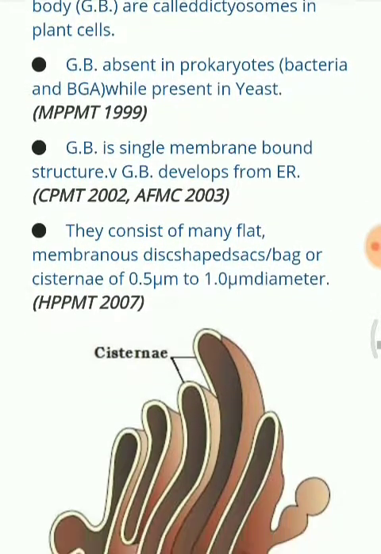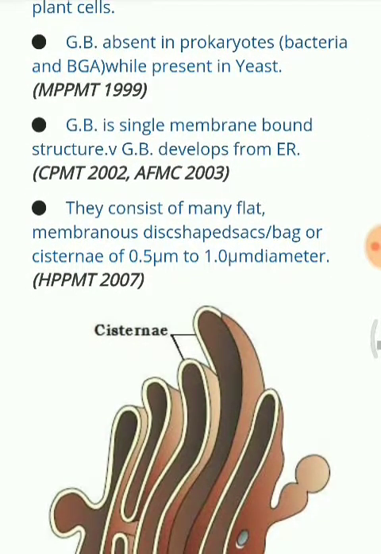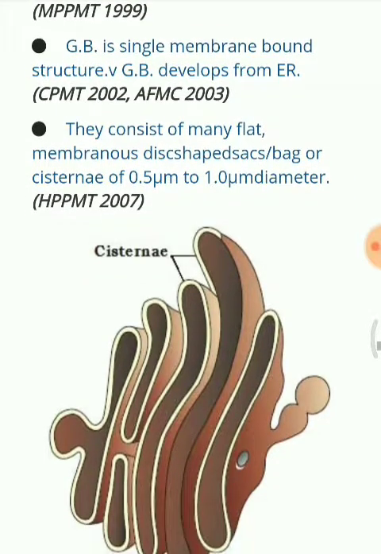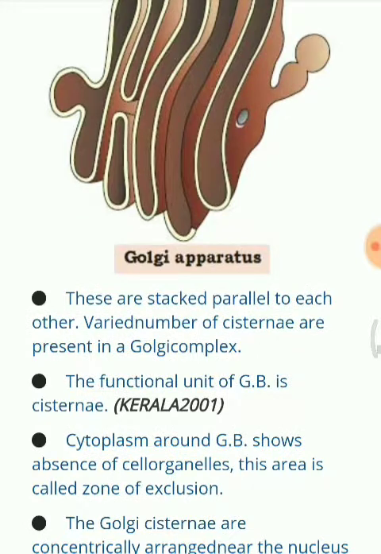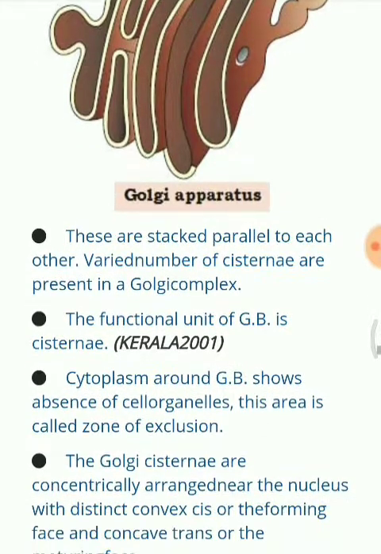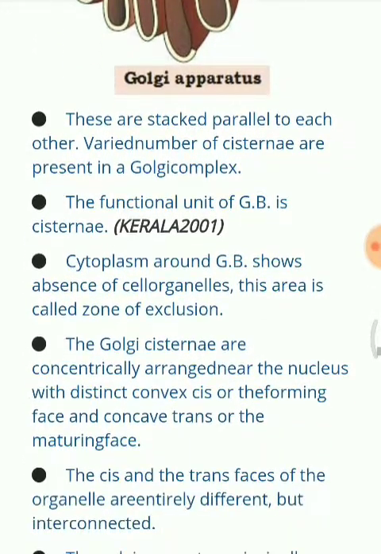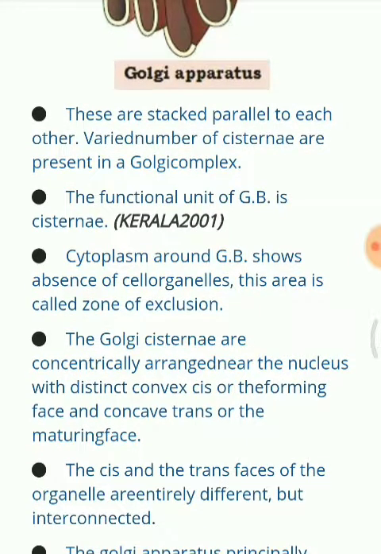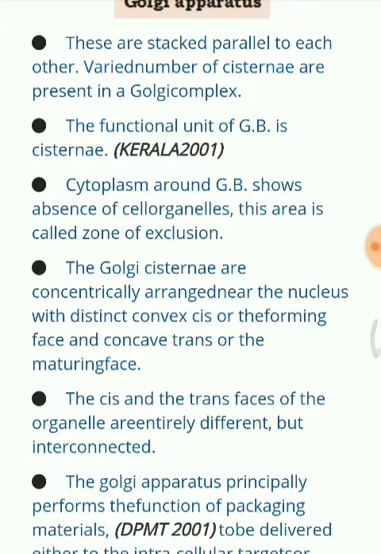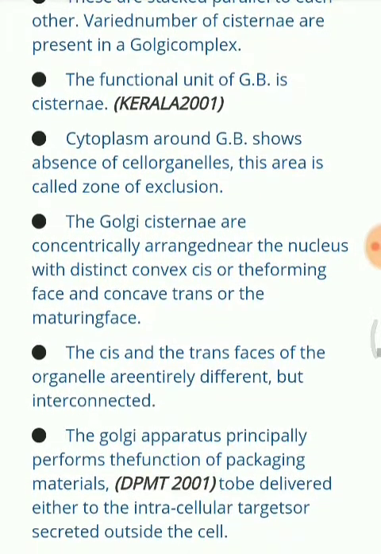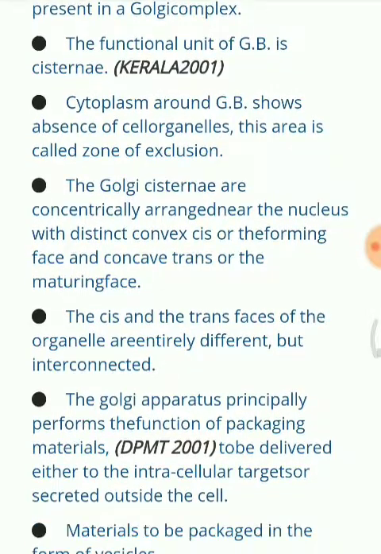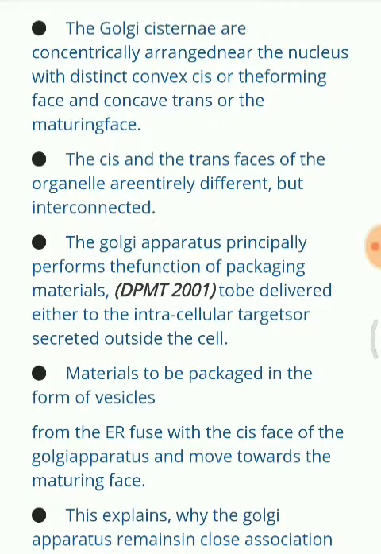They consist of many flat membranous disc-shaped bags or cisternae of 0.5 micrometer to 1 micrometer in diameter. These are stacked parallel to each other. A varied number of cisternae are present in the Golgi complex. The functional unit of GB is the cisterna. Cytoplasm around GB shows absence of cell organelles. This area is called the zone of exclusion. The Golgi cisternae are concentrically arranged near the nucleus with a distinct convex cis or forming face and a concave trans or maturing face. The cis and trans faces of the organelle are entirely different but interconnected.